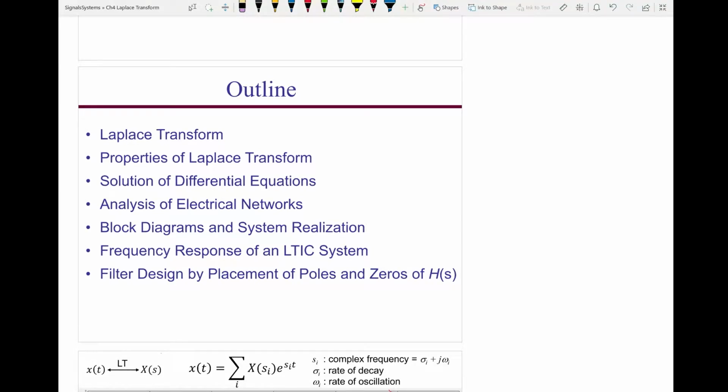Hello everyone. In the first video, we talked about the Laplace transform. In this video, we will talk about the inverse Laplace transform.